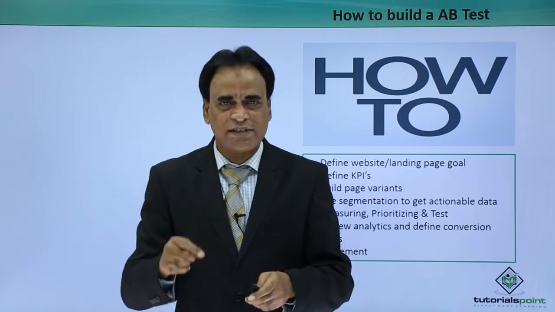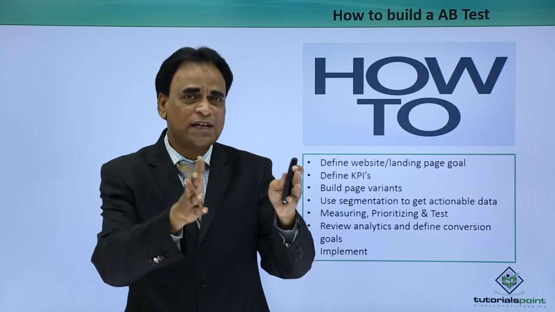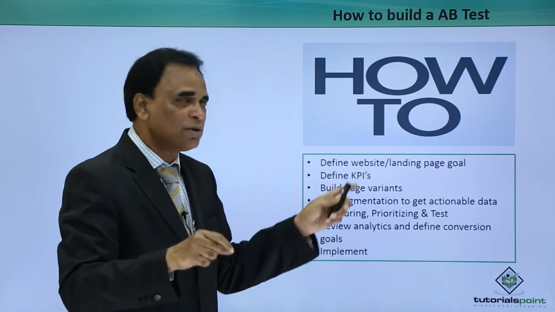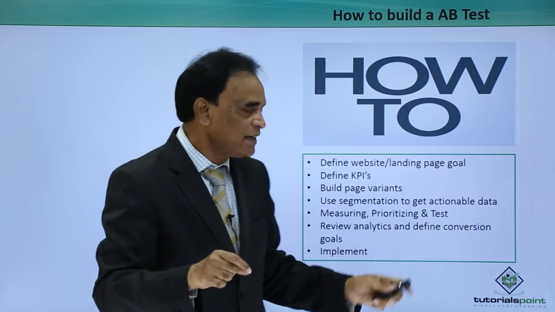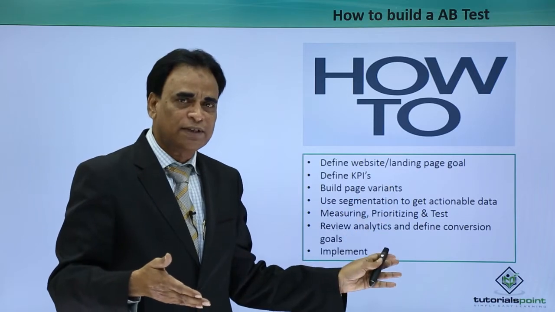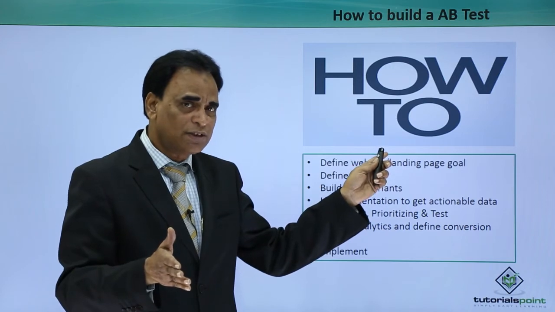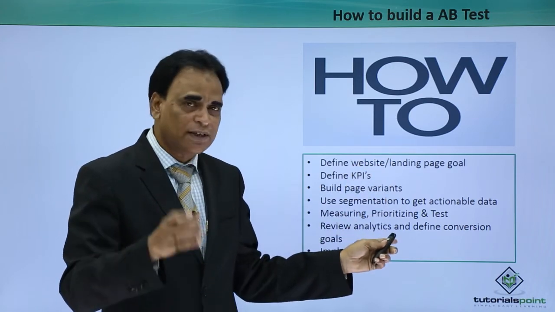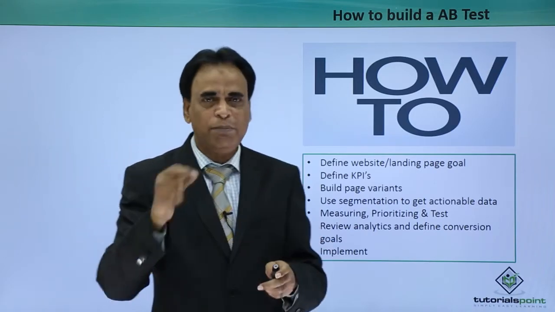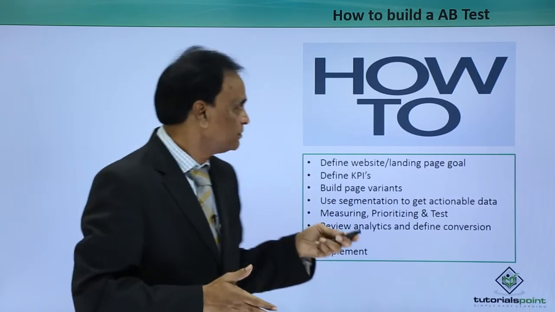Measuring, prioritizing and testing. You measure, prioritize and test what you have actually achieved against what you intended to achieve as far as your key performance indicators and the goals that you have defined. Review analytics and define conversion. Now the most important point is what is before the test and what is after the test. Before the test, what were the goals that you set for yourself, and after the test, what are the goals that you are setting for yourself. Then after that, you go on implementing your landing pages for improved conversion rates.